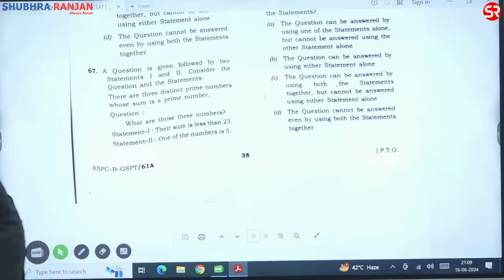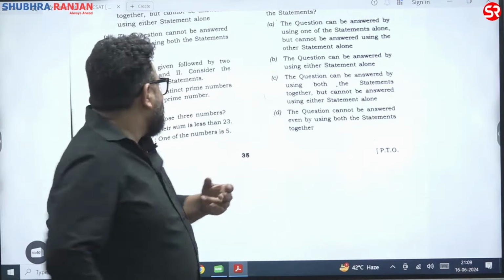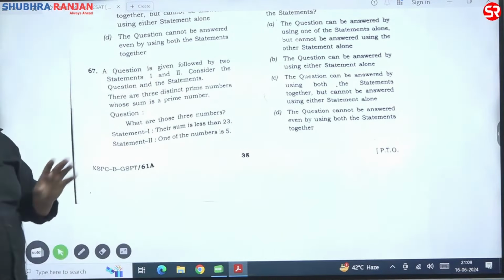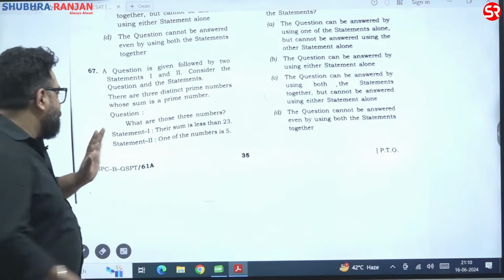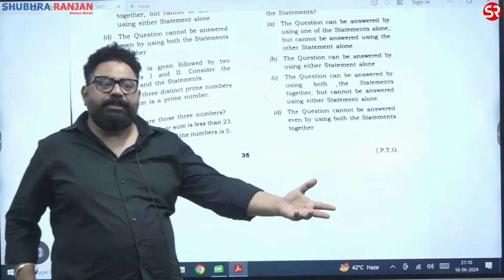Oh, this is again a pain. He says there are 3 prime numbers whose sum is a prime number. 3 prime numbers whose sum is a prime number. What are those numbers? Right? So he says their sum is less than 23. One thing he knows is that their sum should be less than 23. So I just need to understand whether such pairs are unique.